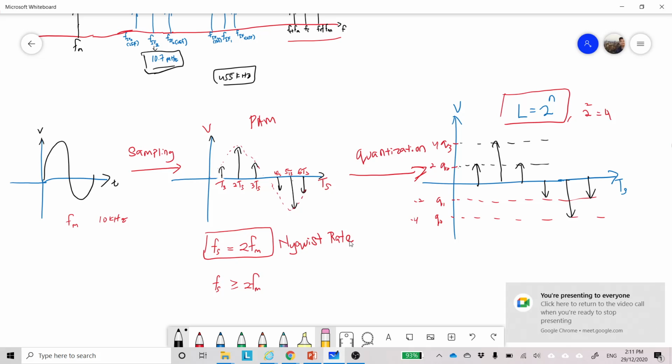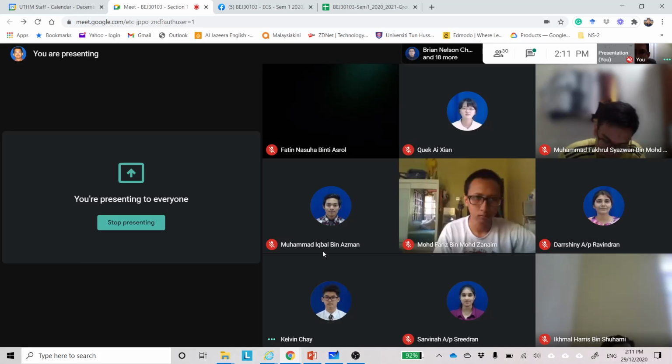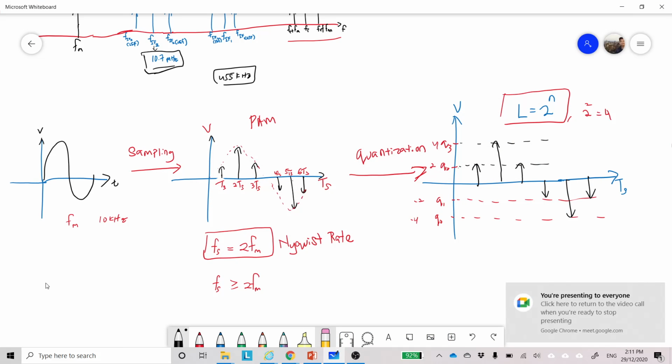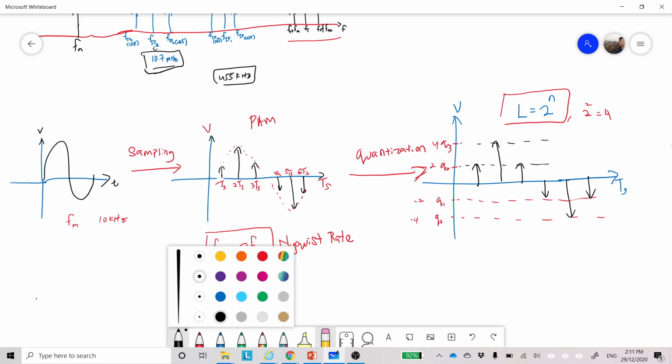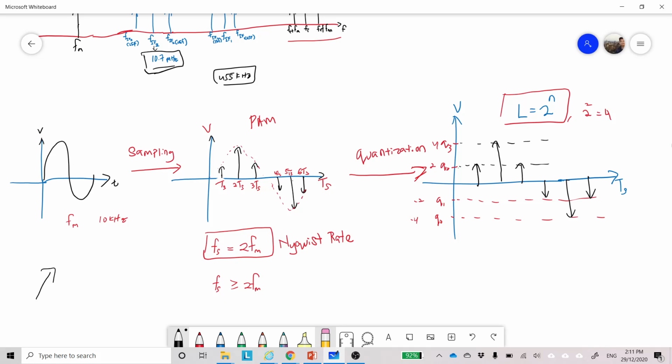So, okay, ini yang saya terangkan pada minggu lepas berkenaan dengan formatting proses, yang mana ada tiga proses, iaitu sampling, quantization dan juga encoding. Okay. So on the left side, kalau kita lihat, saya ada analog signal, for example a sine function. Remember that analog signal is continuous over time. Okay, dia berubah secara terus terhadap masa.